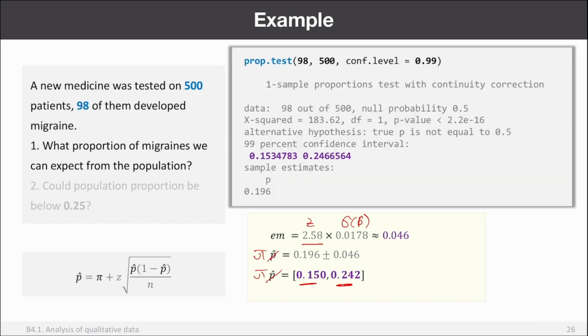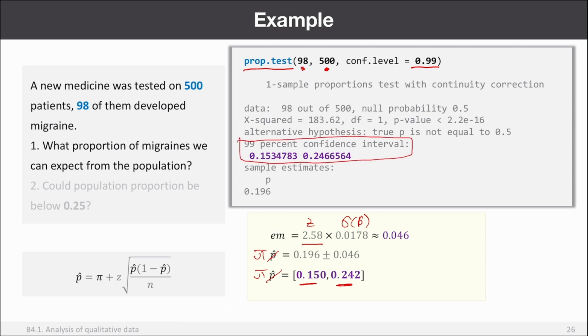Okay. Now we can do the same calculations in R. You can see that I use a function that is called prop.test. It can both compute confidence intervals and make tests. This is the number of observations I have for a particular category, the one that I calculate the proportion for. This is the total number of observations. So in this case, 98 is how many migraines I observed in my test, and 500 is the total number of patients. And then I also provide a confidence level. And then you can see a pretty long outcome. We need, in this case, only the 99% confidence interval. This is it.